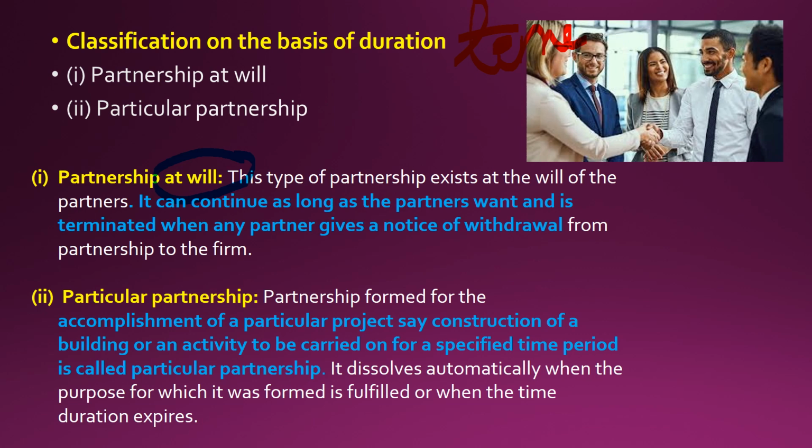Then particular partnership refers to only a particular duration, only a particular project. That's the reason you see a lot of colors on the PPT. The colors in blue are the important words. Only for a particular project, say construction of a bridge or construction of a dam. Only for that particular dam construction, this particular group of partnership is formed. That is called particular partnership.